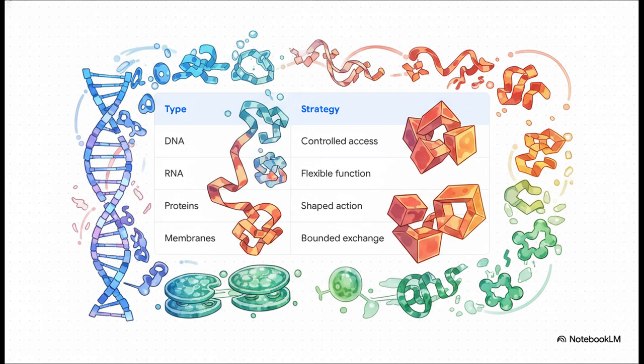It can store information, sure, but it also folds into shapes, catalyzes reactions, and binds partners. Then you have proteins. They are persistence with shaped action. They're the folded coherence tools that do the heavy lifting in biology. And finally, membranes represent persistence with bounded exchange, making controlled physical separation possible. That's 4 different macromolecules utilizing 4 brilliant friction-minimizing strategies.